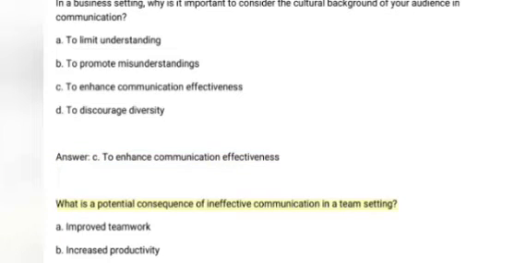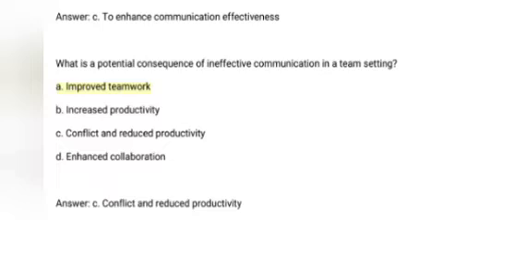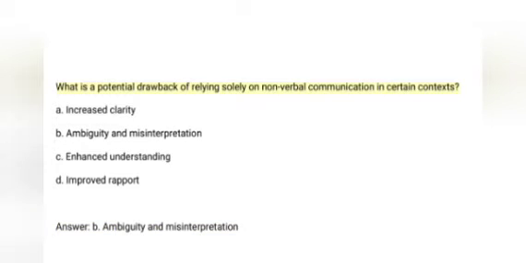What is a potential consequence of ineffective communication in a team setting? A. Improved teamwork. B. Increased productivity. C. Conflict and reduced productivity. D. Enhanced collaboration. Answer: C. Conflict and reduced productivity.